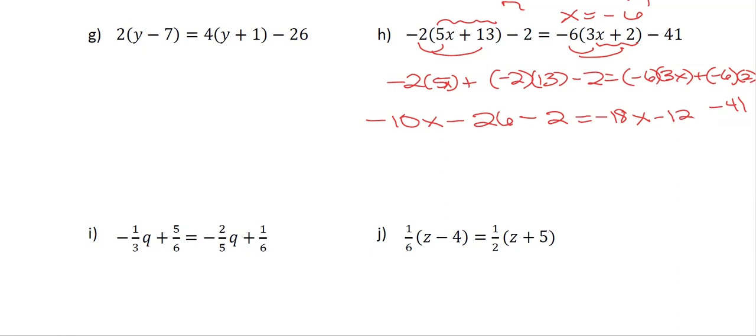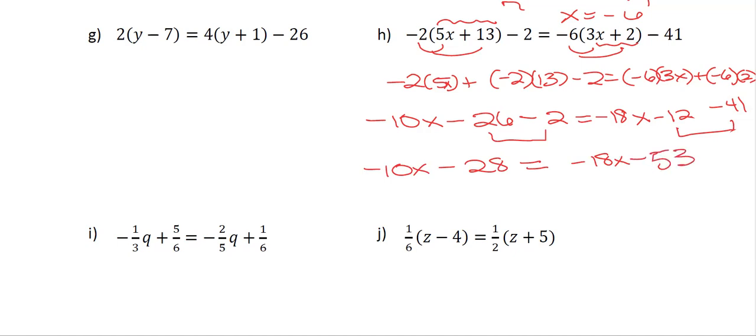All right, let's put together like terms before we start scooting over. So these two are like terms and these two. So I got -10x. I'm in the hole 26 and I spent 2 more. I'm in the hole 28. Bring down the -18x. I'm in the hole 12, right? And I spend $41. So now I'm in the hole 53.